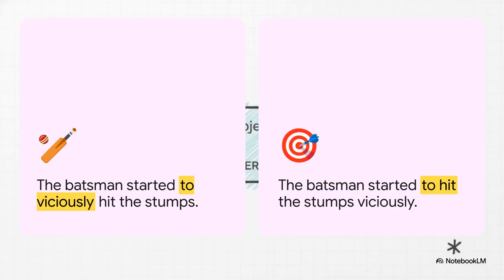In the first example, "The batsman started to viciously hit the stumps." Notice how "viciously" clumsily interrupts the verb "to hit"? Those are very closely related words, and separating them deeply weakens the sentence's punch. If we just restructure this slightly to keep related words together, "The batsman started to hit the stumps viciously," the sentence gains instant clarity and momentum.